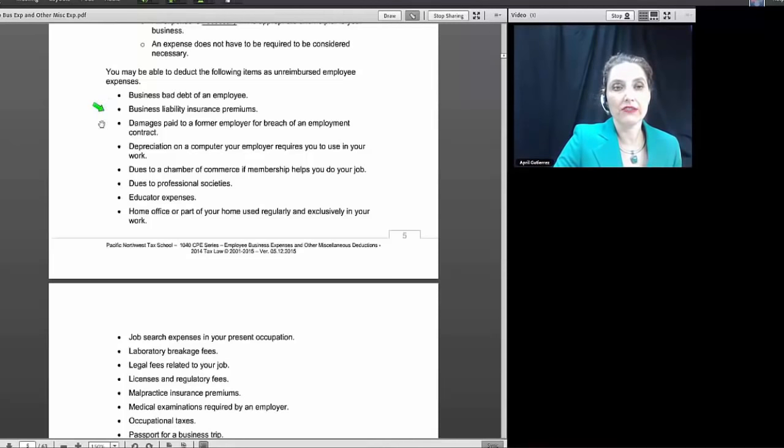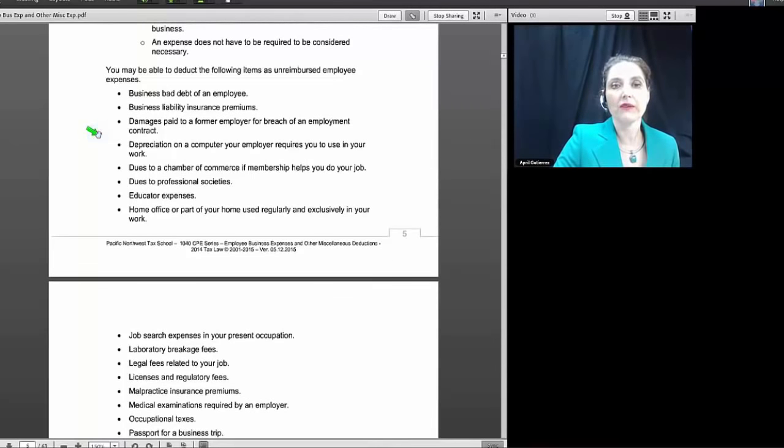Business liability insurance premiums. Damages paid to a former employer for breach of an employment contract. Depreciation on a computer your employer requires you to use in your work.